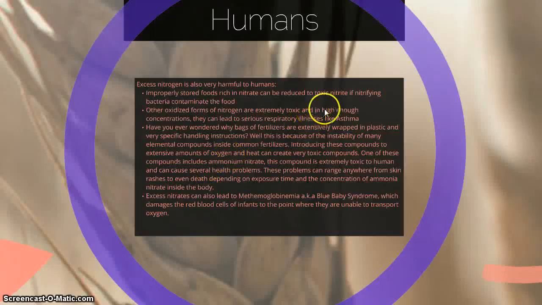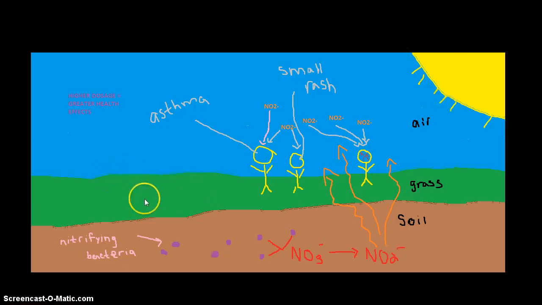Alright, so first let's talk about how humans can be affected by excess nitrogen. As you can see, there's a bunch of different effects that come along with this, so we're only going to look at a couple. One major effect is how nitrite in the atmosphere is going to affect humans. So how does this happen?